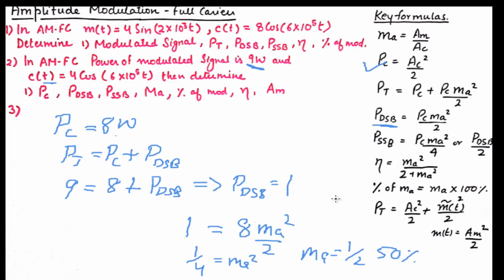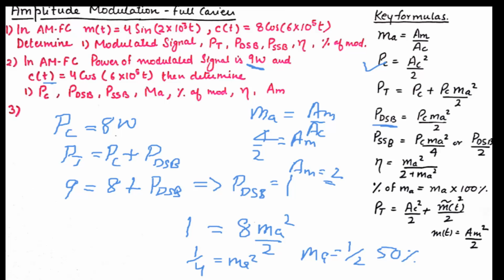Eta can also be found. Eta is again 1 by 9, like we did in the previous question. And can we find AM now? Yes, we can find AM, because MA is AM upon AC. MA is known as half, AC is 4, so AM is 2. Great. So that's how you can find all the things which were asked in this question as well.